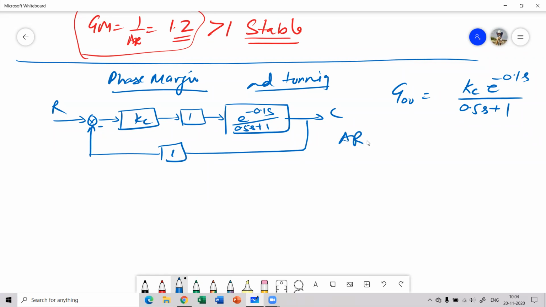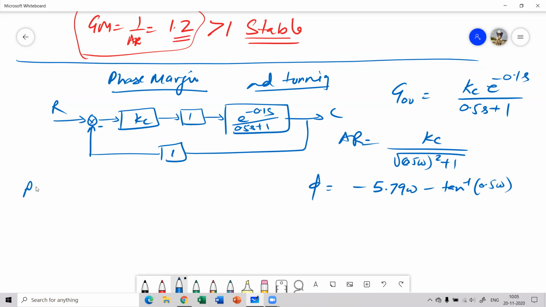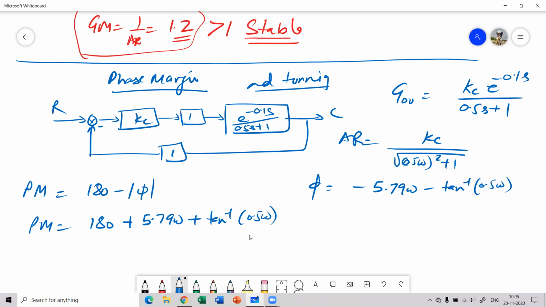We are aware that its amplitude ratio is Kc over the square root of (0.5 omega) squared plus 1, and the phase angle is minus 5.9 omega minus tan inverse 0.5 omega. That's the phi. Now what is phase margin? Phase margin is nothing but 180 minus mod of phi. Now we know phi is this expression, so mod of phi will be the positive of it. So phase margin comes out to be 180 plus 5.9 omega plus tan inverse 0.5 omega.